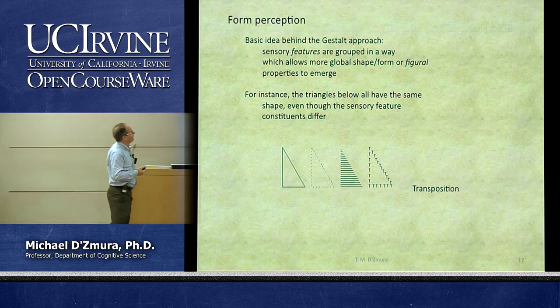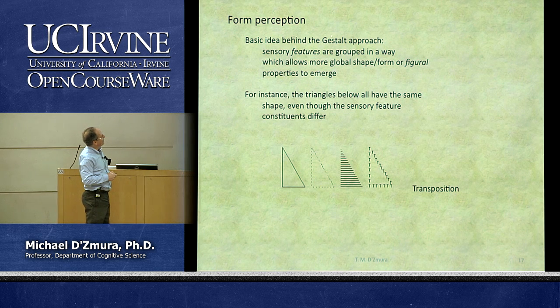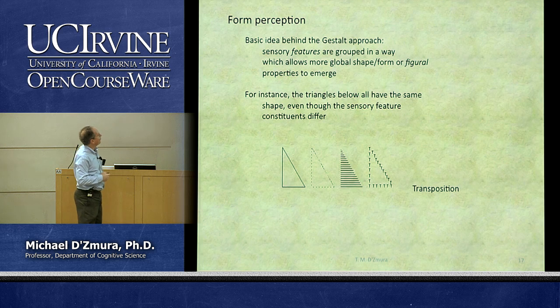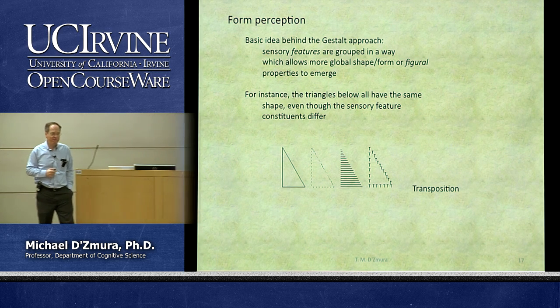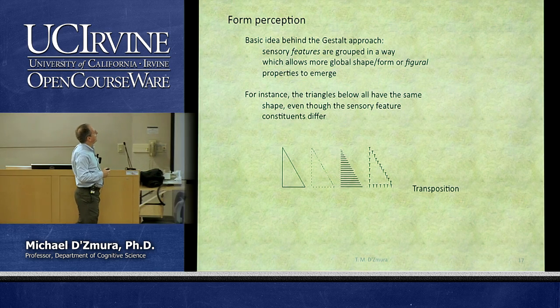Okay, now what about form perception? We're going to look at Gestalt perceptual theory now, and the basic notion is that sensory features are grouped in a way that allows a figure to be perceived. And here's a nice example.